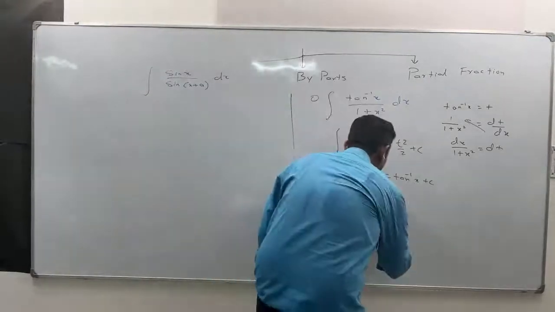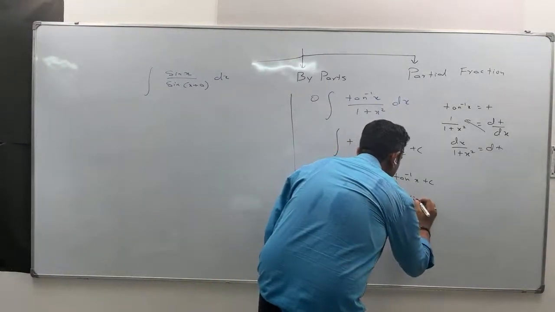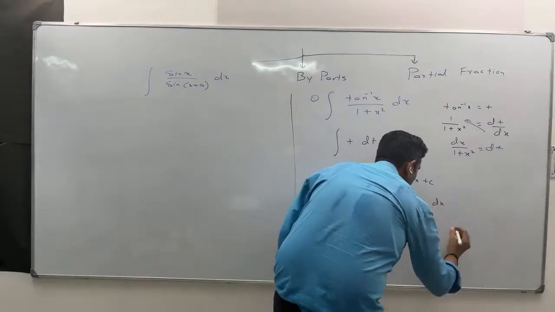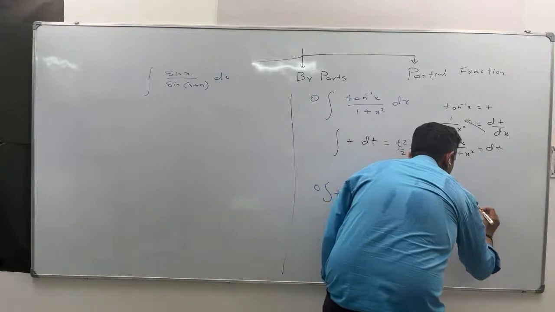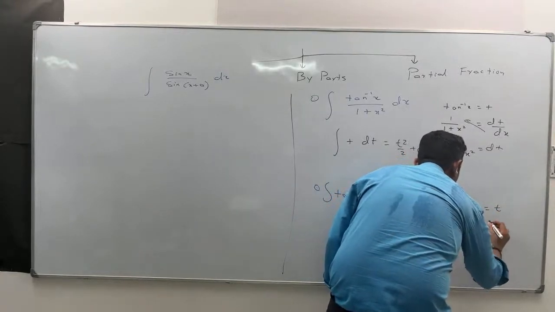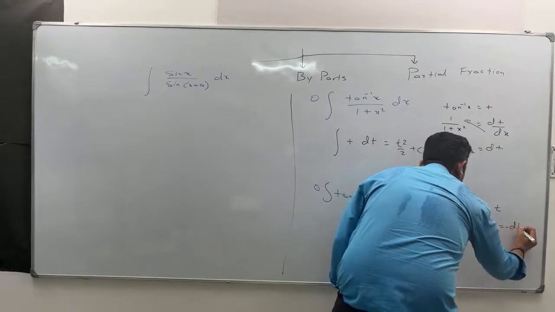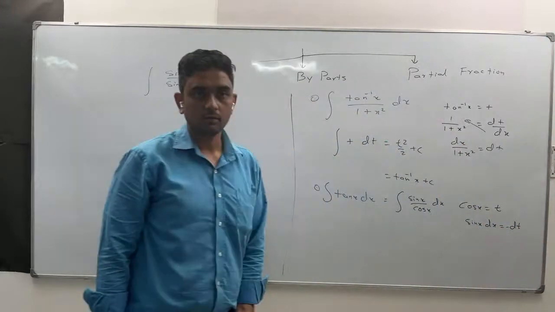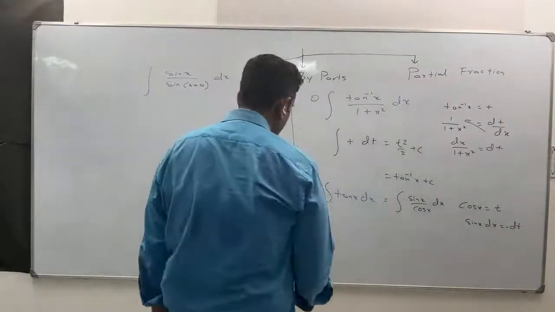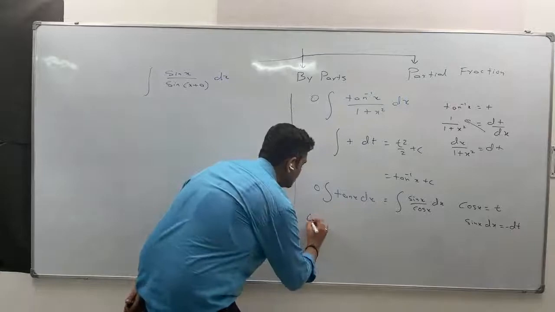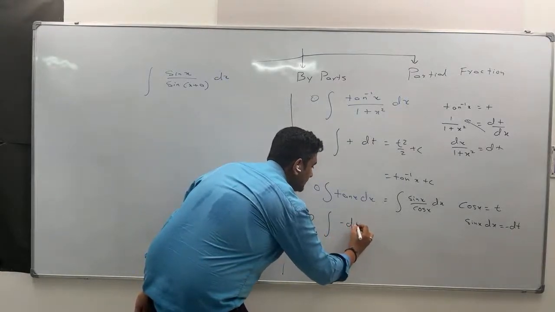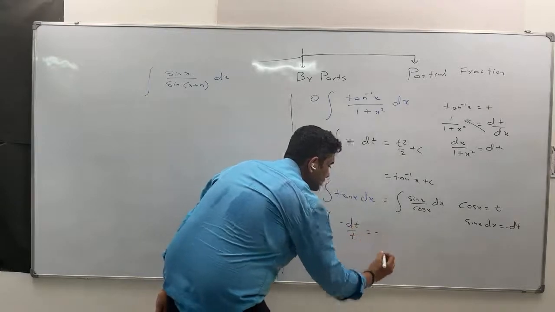So this we will write as integral of sin x by cos x dx. Now what you will do, you will take cos x as t, so you will get sin x dx as minus dt. Derivative of cos is minus sin, not plus. So when we substitute, we will get the integral of minus dt by t. Now what is this integral?